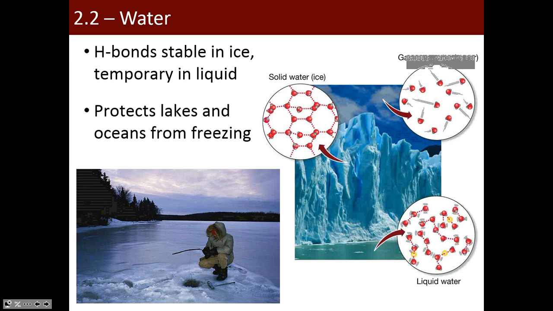So that protects lakes and oceans from freezing from the bottom up, right? And because those hydrogen bonds are stable in ice and temporary in liquid, the liquid below can still form some hydrogen bonds at the surface and then break and form more and break. And if the temperature drops, they may form more bonds and become part of the solid on the underside of that ice. But any freezing is going to happen from the top down.